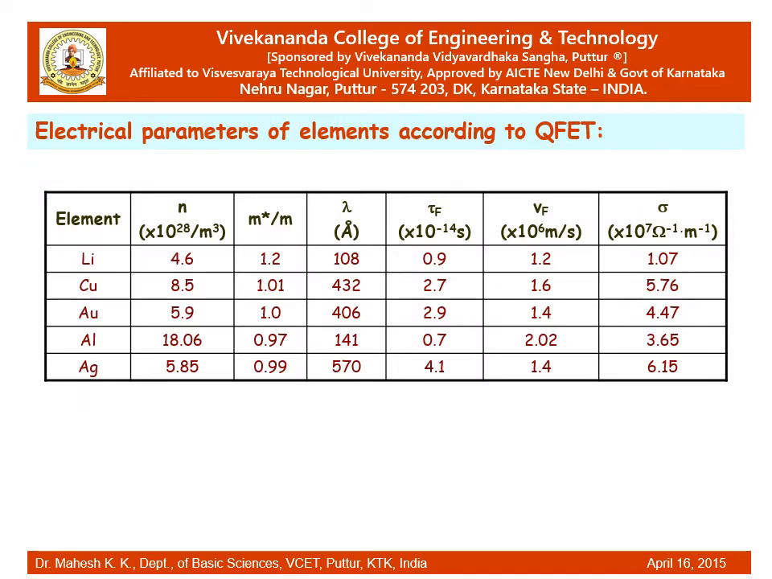In this table, I am giving some values, and you observe this one, that is m star by m. That is nothing but 1.2 for lithium. For copper it is 1.01, for gold it is 1, which means rest mass is equal to effective mass. For aluminium it is 0.97, and for silver it is 0.99.